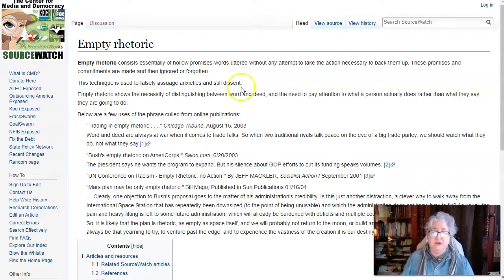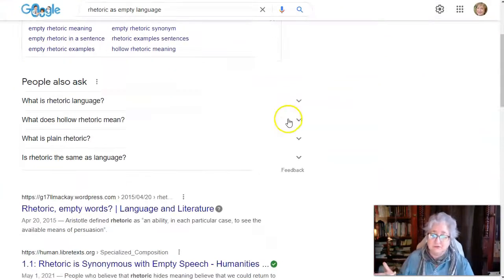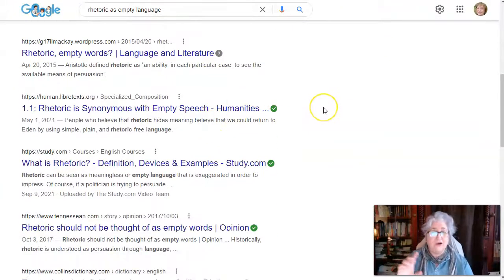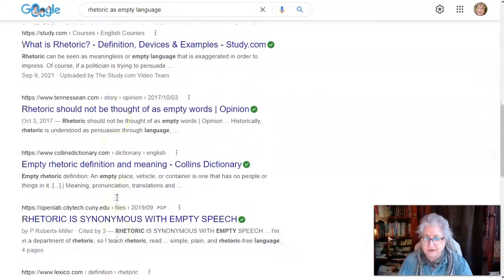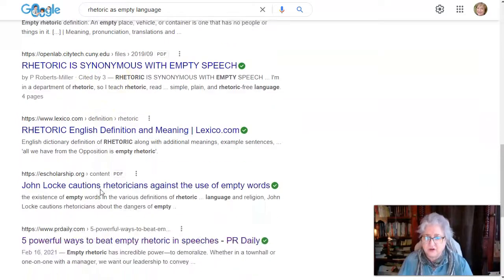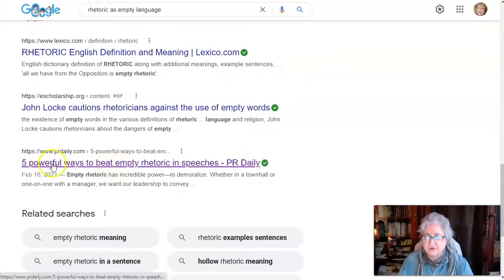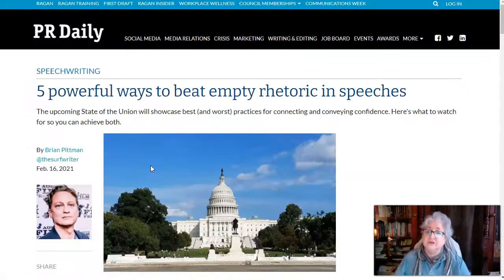This is talking about rhetoric as something bad, right? So here's a different definition. So I've got my two different definitions. Now, if I'm really smart when I'm doing this, you can go on down here. Okay, here's an article about definition. Okay, here's another one. There's a bunch more. 5 powerful ways to beat empty rhetoric in speeches. Okay, now that could be used as one of my sources for the next section.